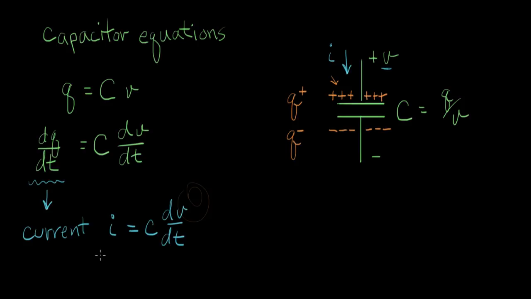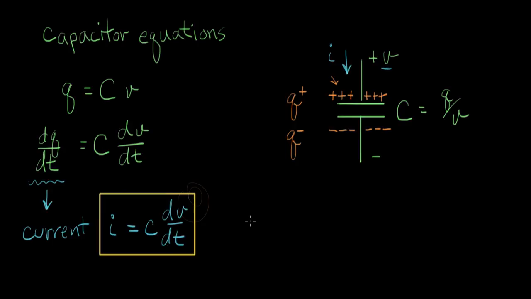And this is an important equation. That's basically the IV relationship between current and voltage in a capacitor. And what it tells us is that the current is proportional to, and the proportionality constant is C, the rate of change of voltage, not to the voltage itself, but to the rate of change of voltage.